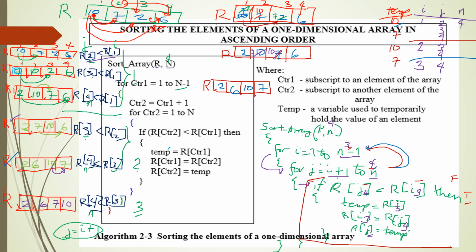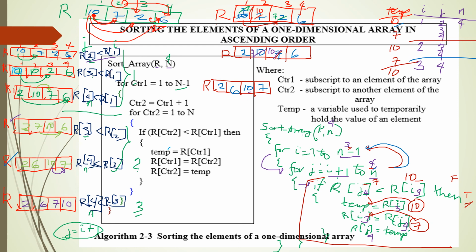Okay. And then, tsaka natin replace yung values. Okay? So, R sub 3, we are referring to 10. So, this is 10. And R sub 4 is 7. Is 7 less than 10? True. So, if it is true, R sub 3, 10, will be assigned to temp. So, at this time, magiging 10 yan. And then, R sub 4 is 7. That will be assigned to R sub 3. So, R sub 3 is now 7.